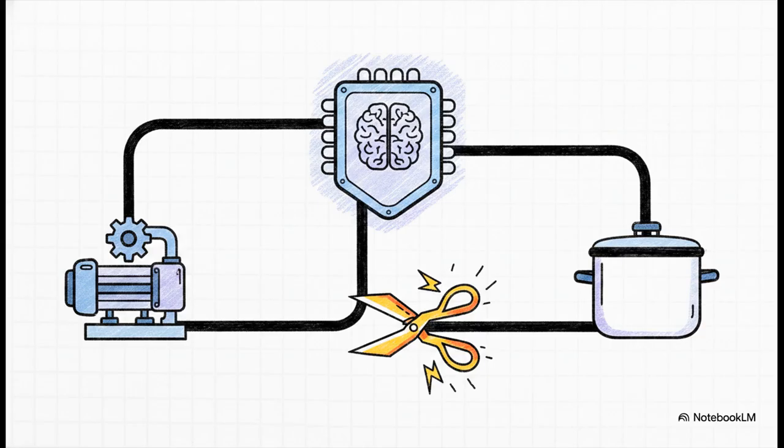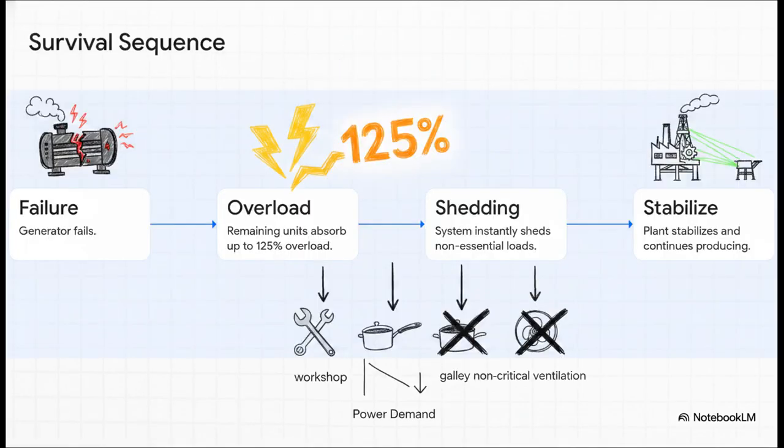Here's the catch. Gas turbines have a very, very poor tolerance for overloads. A massive 125% spike can cause a rapid drop in electrical frequency, which could trip every remaining generator and cause a total blackout. So how does the system survive? High-speed load shedding. This is an automated, vital defense mechanism. A highly sophisticated computer system anticipates the failure and acts in literally milliseconds. It computes exactly what must be sacrificed to save the rest of the grid. The survival sequence plays out exactly like this.